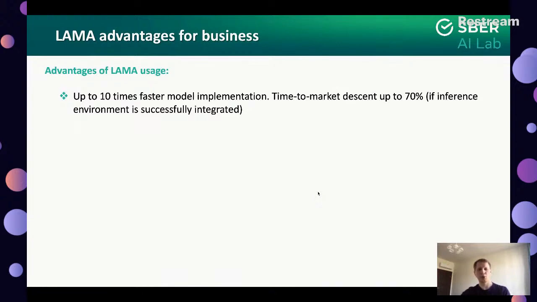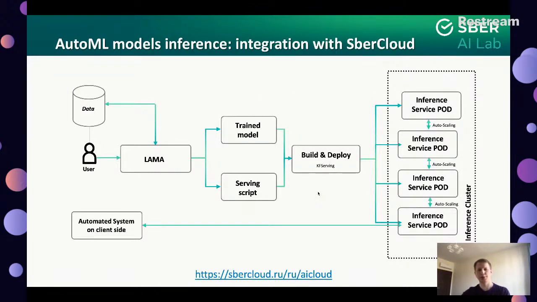And now we can take a quick look into LightAutoML advantages for business. First of all, we can make models faster, and if we integrate it with inference environment, we can just rapidly do the way from the idea up to running model into production. And inside this step, we can build the model with LightAutoML.